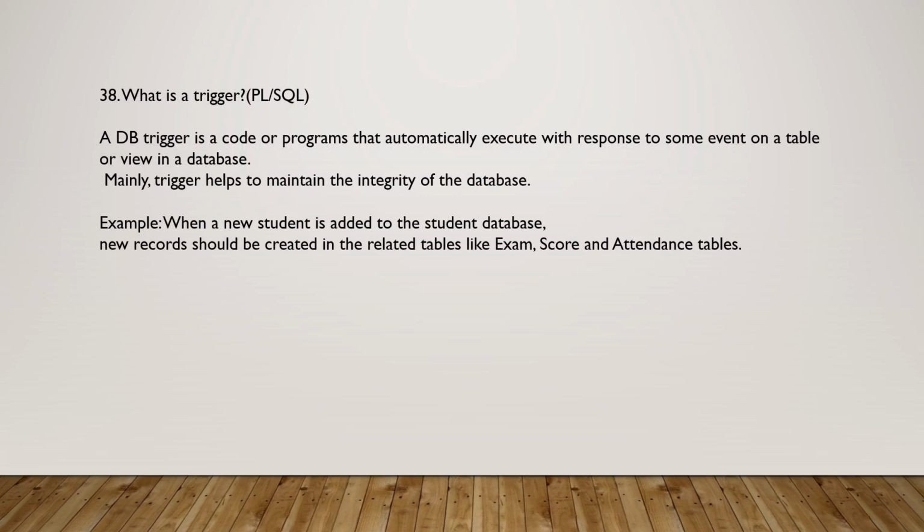What is a trigger? A database trigger is a code or program that automatically executes in response to some event on a table or view in a database. Mainly, a trigger helps to maintain the integrity of the database. For example, when a new student is added to the student database, new records should be created in the related tables like exam, score, and attendance tables.